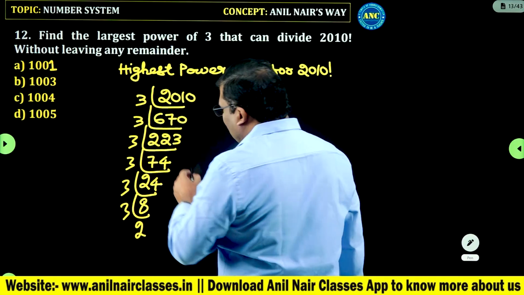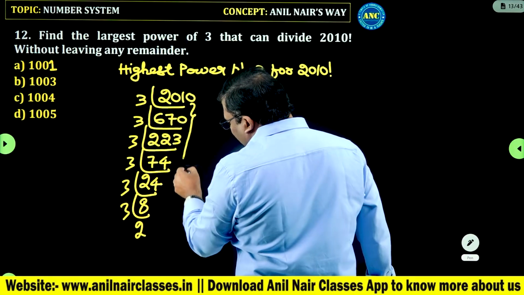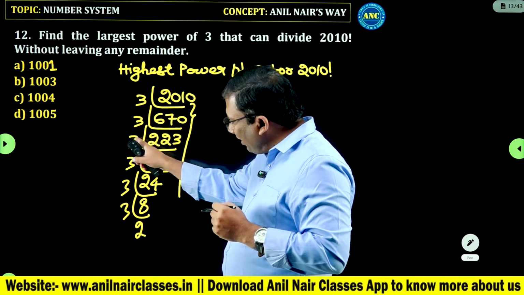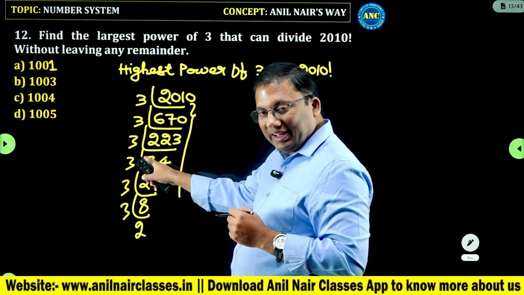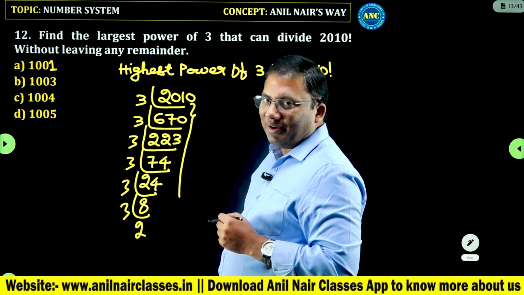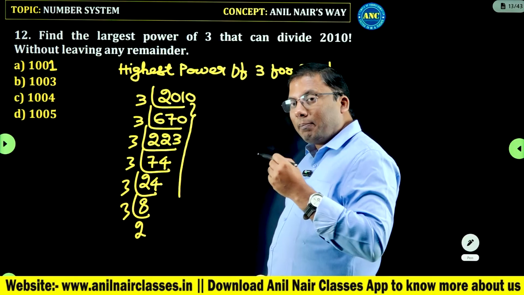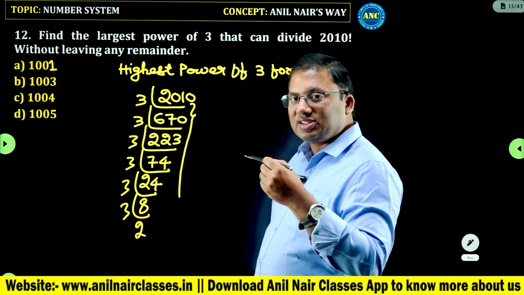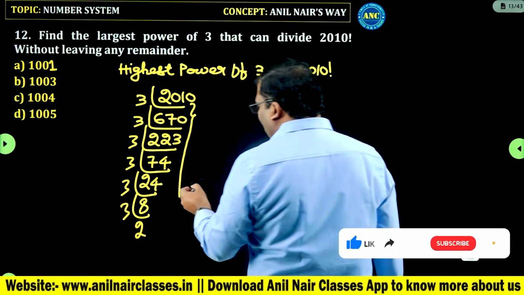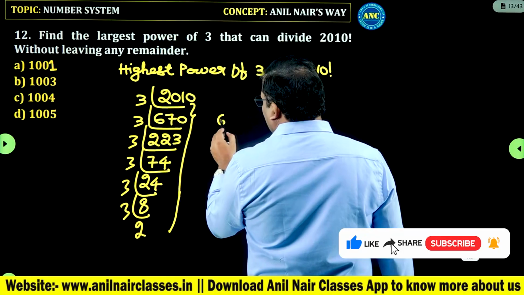That means I am dividing 2010 factorial first by 3, then by 9, then by 27, then by 81, then by 243, then by 729. Are you all with me, sir? Every power of 9 also contains 3. Every power of 27 also contains 3. So, adding all this, what will be the answer?